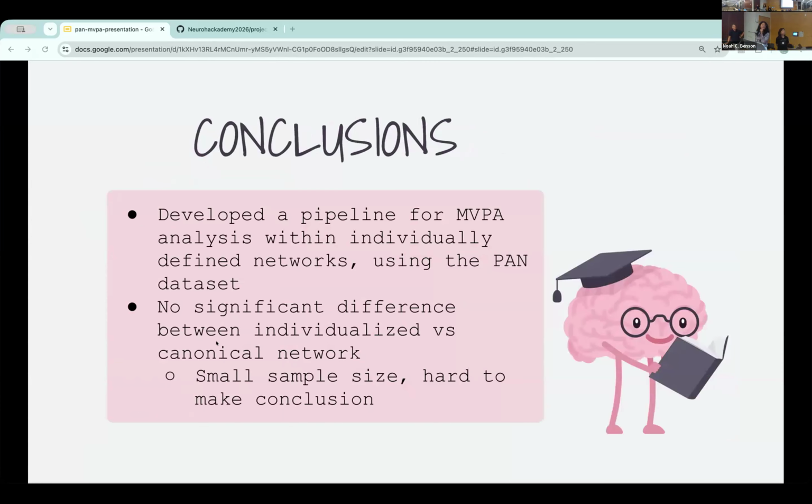In conclusion, we developed a pipeline for MVP analysis within individually defined networks using the PEN dataset. We found no significant difference between individualized versus canonical networks, although with the limited sample size we have, it's really hard to make conclusions and interpret too much into it.